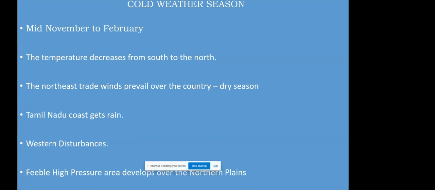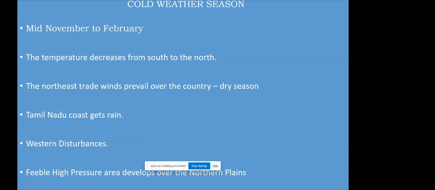Because the winds are blowing from land to sea. Which wind will be blowing over India in winter? India is in the northern hemisphere, we know. And most part of India is coming under the area between 30 degree north and the equator. So which wind will be blowing? Northeast trade winds, from the subtropical high to the equatorial low. Am I right? Yes, sir.